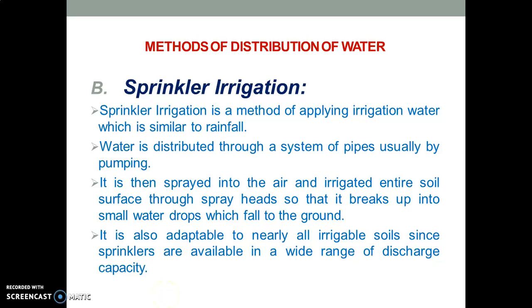This is the continuation of the fifth lecture of the first unit of water resource engineering. In the first part of the fifth lecture, we saw the different types of surface irrigation methods. In this lecture, we'll see the other two types, that is the sprinkler type and the third is the subsurface type. Okay, so this is sprinkler irrigation.